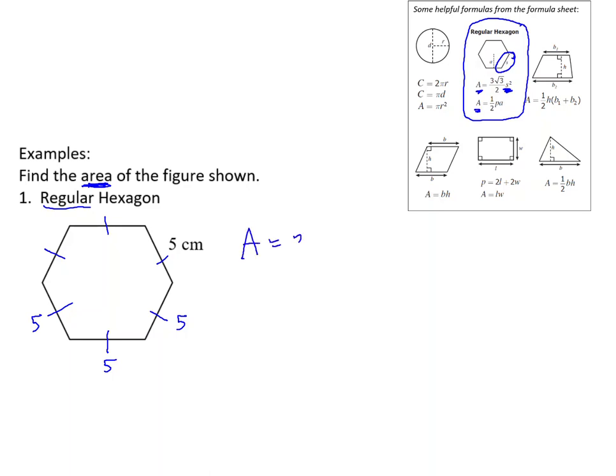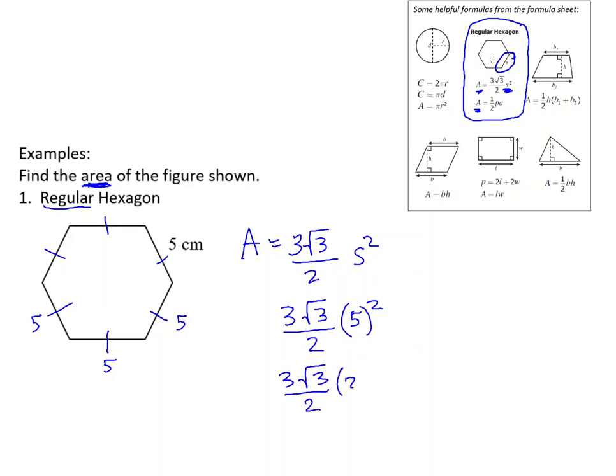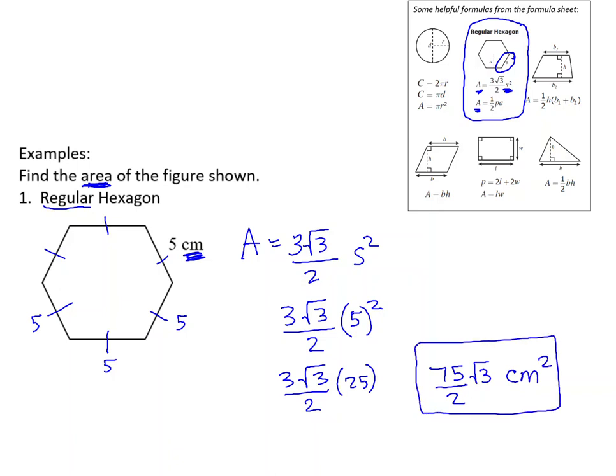So I'm going to write that formula. A equals 3 times the square root of 3 over 2 s squared. S is that side length, so that's what I'll plug in. 3 square root of 3 over 2, s is 5 squared, so 3 square root of 3 over 2 times 25, and simplifying that makes 75 over 2 times the square root of 3, and my units are centimeters. Because area is two dimensions, I do centimeters squared. That's the area of the regular hexagon.